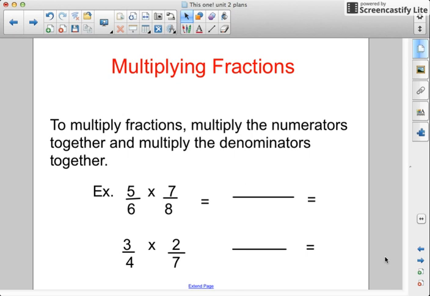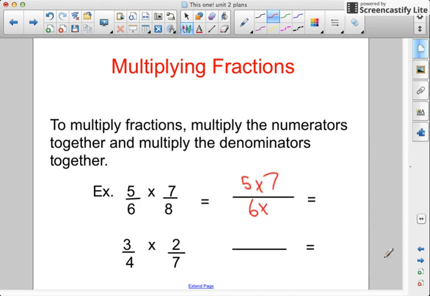So here's multiplying fractions without using a model, which most of you will probably say, why don't you show me the easy way first? But anyway, this is how it goes. To multiply fractions, multiply the numerators, the tops, together, and multiply the denominators, or the bottoms, together. That's basically that simple. So 5 times 7 on top, 6 times 8 on the bottom. You would get 35 over 48.